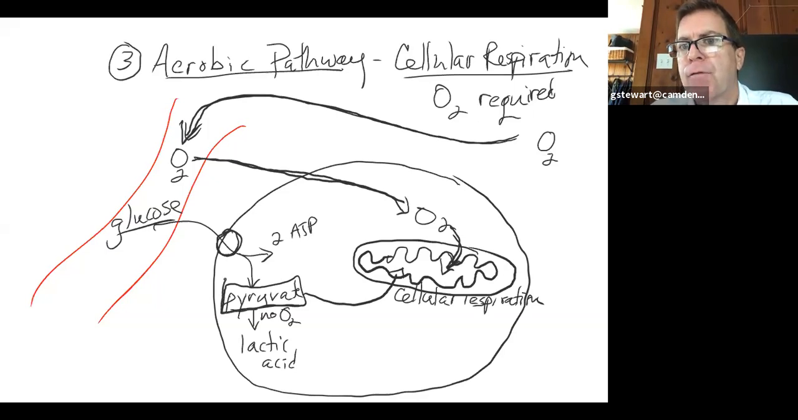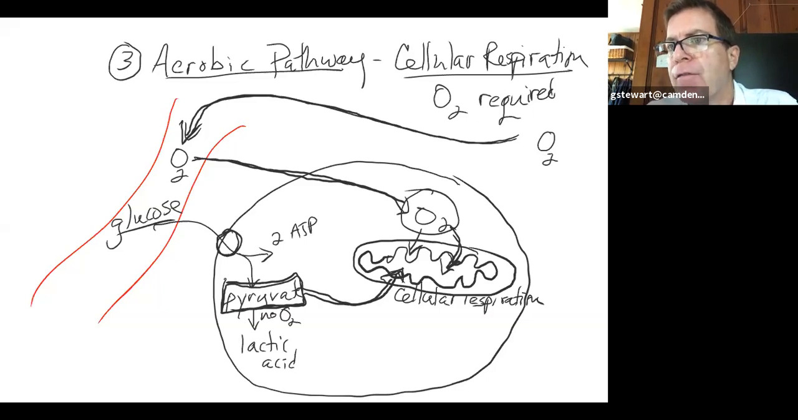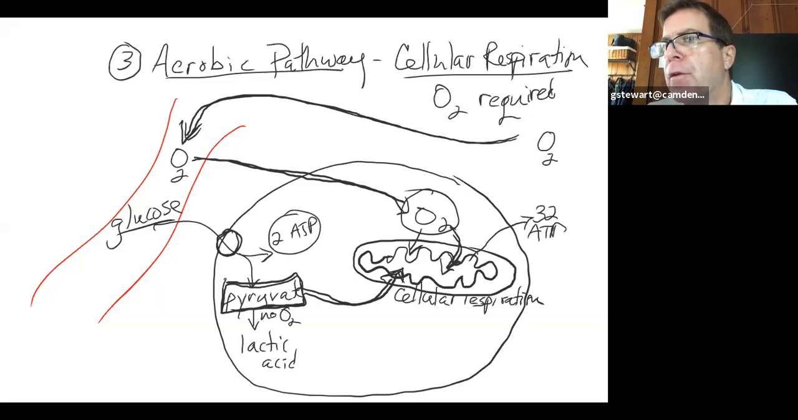This byproduct of glycolysis, if there's oxygen in the cell, also heads to the mitochondria. Those two components get broken down and give off a whopping 32 ATP. Actually, that includes this out here. But 32 ATP molecules per glucose can be made.